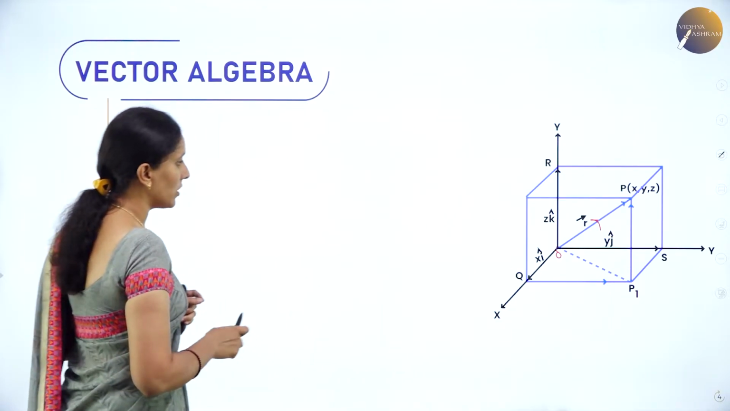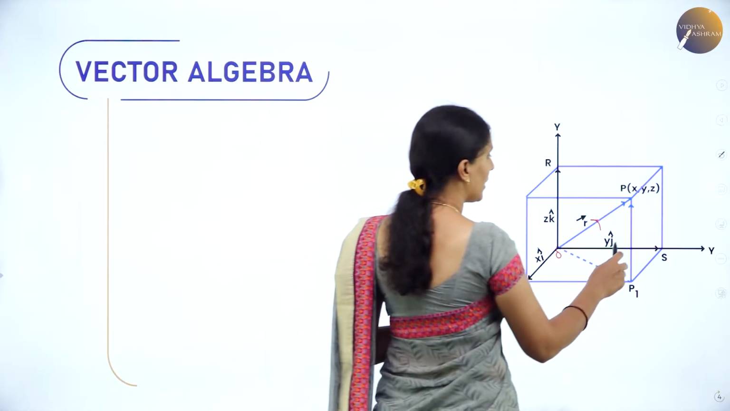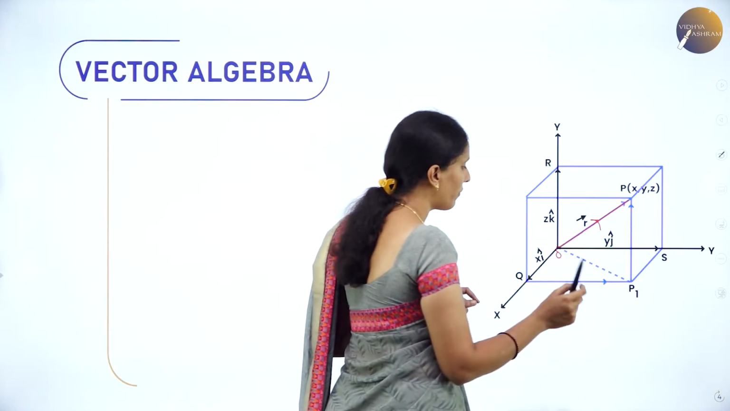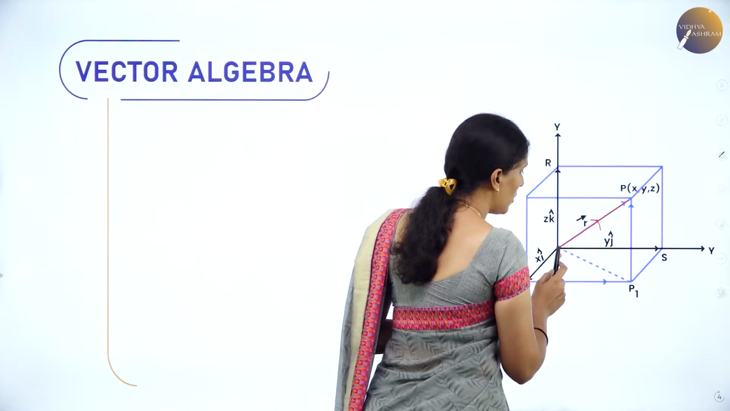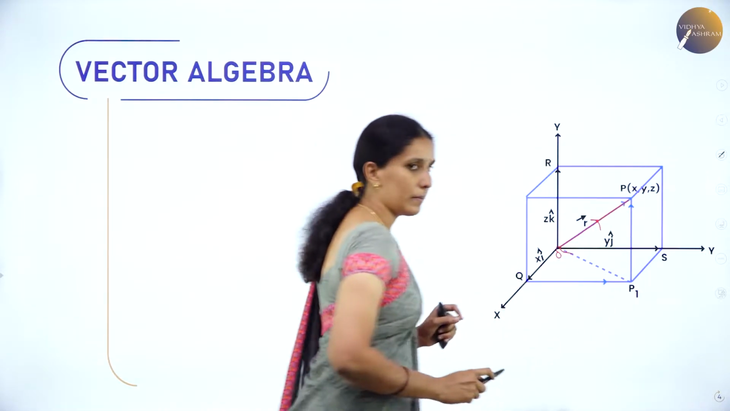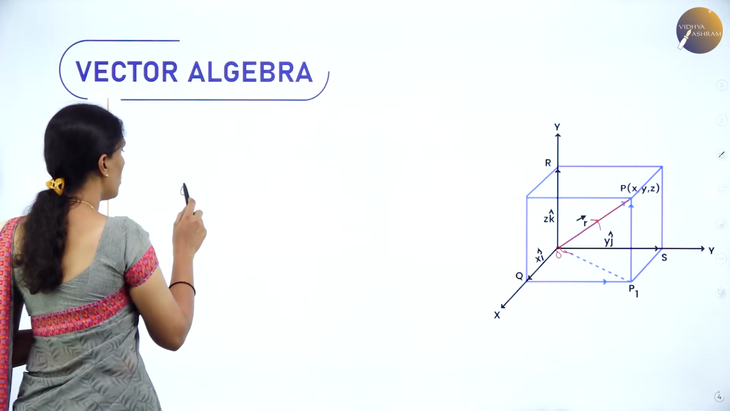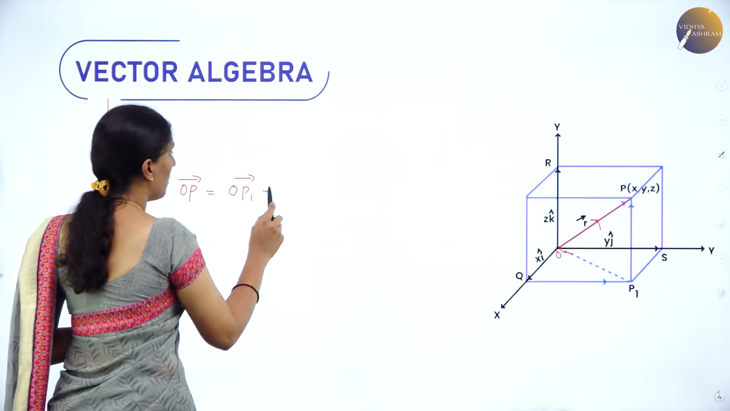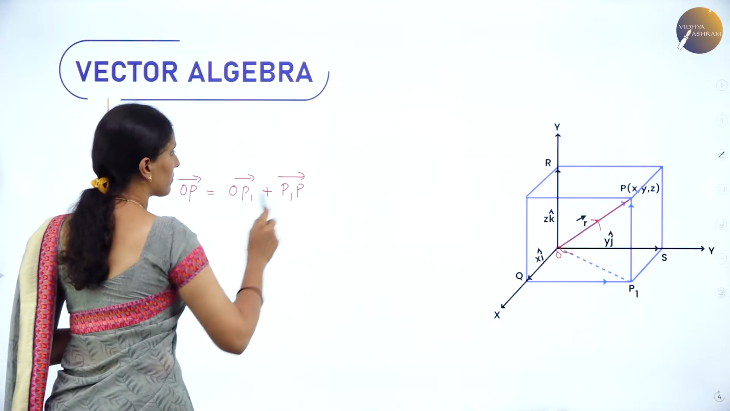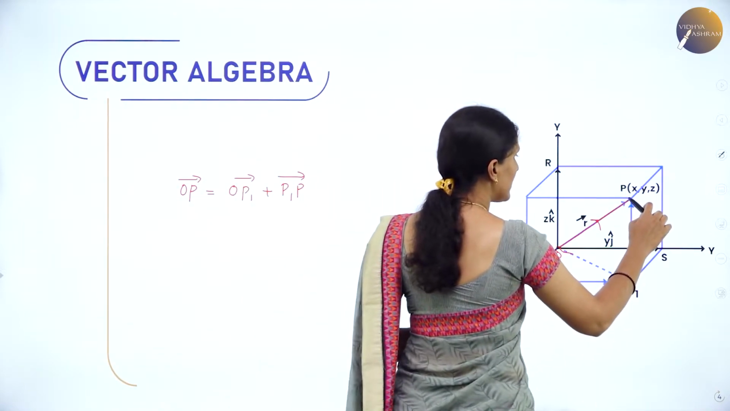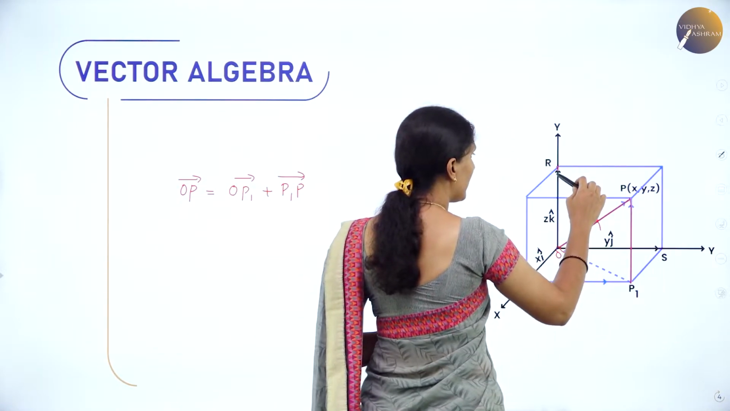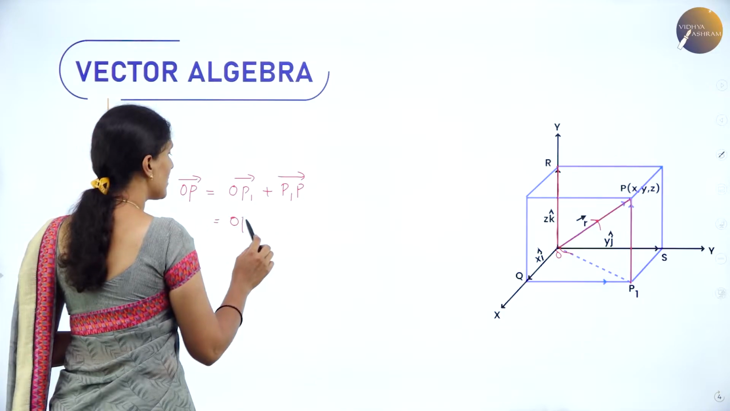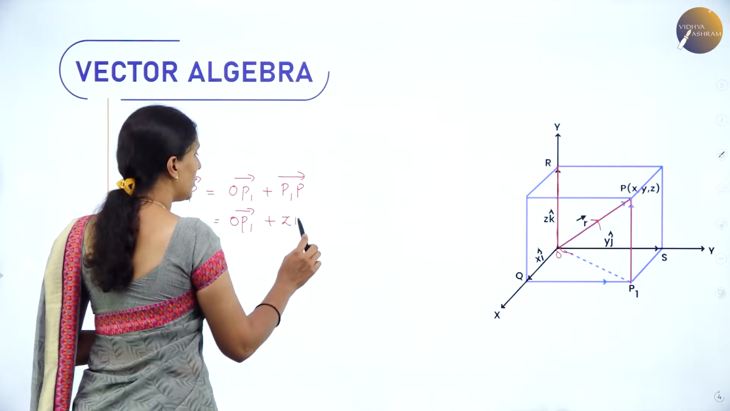So clearly observe this vector. Let me take the position vector OP here. From the triangular law of addition, OP here is nothing but OP1 plus P1P. So using the triangular law of addition, vector OP is nothing but OP1 plus P1P. Clearly see here, this distance P1P is nothing but the distance along z-axis, whose distance is zk. So therefore I can write it as OP1 plus z into k.